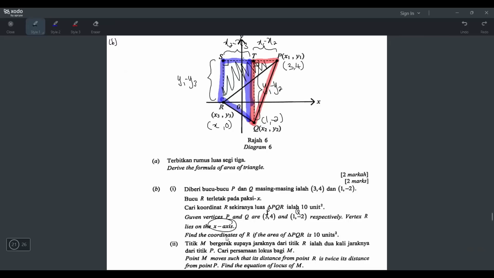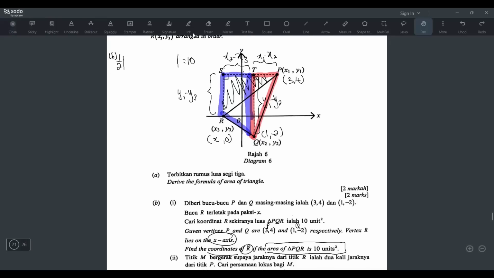Now they want you to find the coordinates of R. So it means they want to find the x-coordinate of R, because the y-coordinate I already know is 0. I just don't know the x-coordinate. So I'm trying to find the x-coordinate, then only I can get the full coordinate for R. But they give us information: area of PQR is 10 units square. This is very useful because if I know the area is 10, I can just use the area formula, 1/2 modulus equals 10, right?